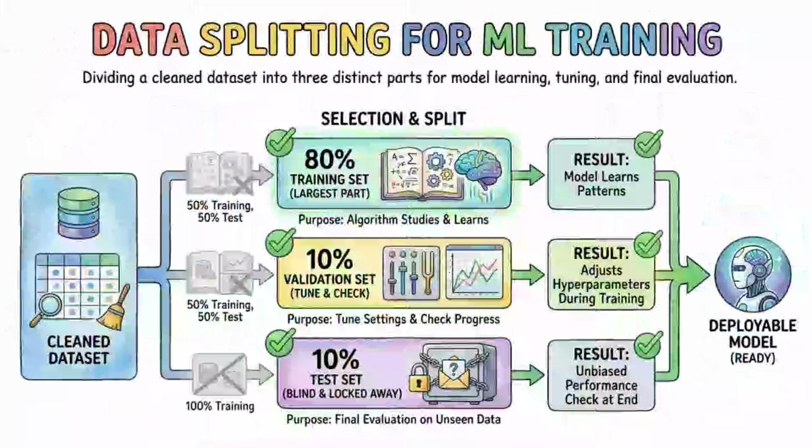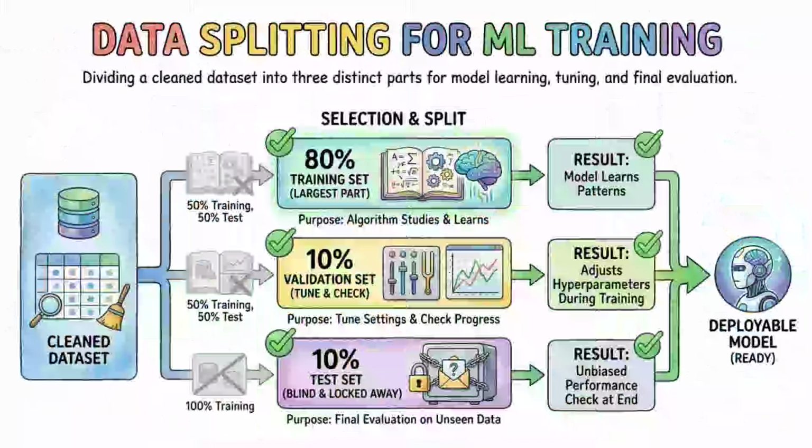Before you press the training button, you must mathematically split your beautifully cleaned dataset into 3 distinct, separate parts, known as the training set, the validation set, and the test set. You typically give the algorithm about 80% of the data to actively study and learn from, which is the training set. You use a smaller validation set, usually about 10%, to check the model's progress during the actual training phase and adjust settings on the fly.